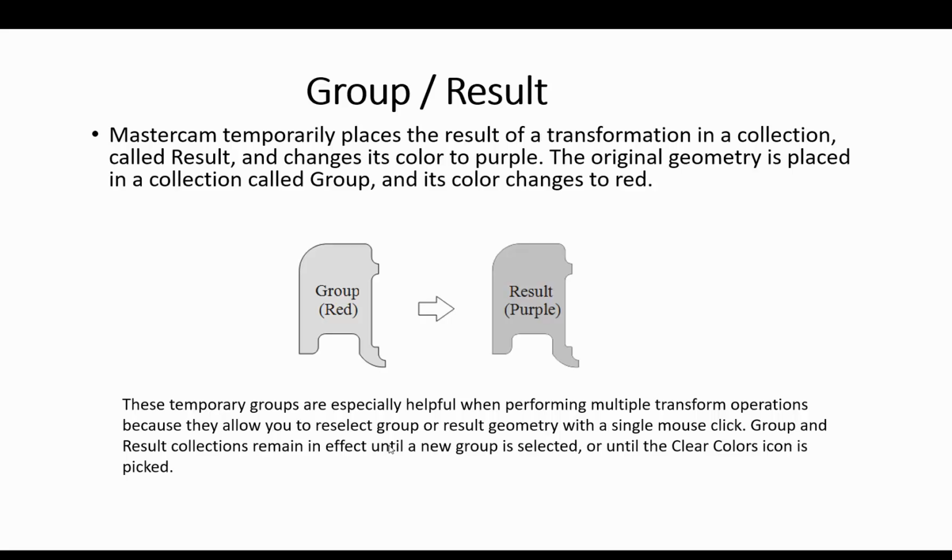Group and result. Mastercam temporarily places the result of a transformation in a collection called result and changes its color to purple. The original geometry is placed in a collection called group and its color changes to red. These temporary groups are especially helpful when performing multiple transform operations because they allow you to reselect group or result geometry with a single mouse click. Group and result collections remain in effect until a new group is selected or until the clear color icon is selected.